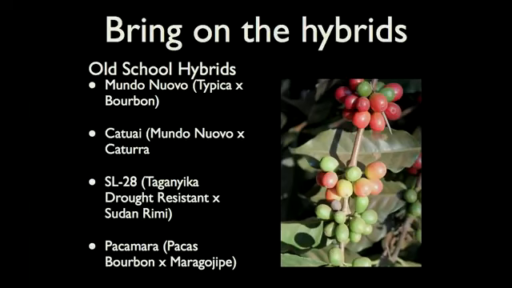Pacamara was another hybrid that was done in El Salvador between this Pacas variety of Bourbon that was grown on a farm owned by the Pacas family and Maragogipe, that giant típica that came out of Brazil. So these are the old hybrids. You could call these heirloom varieties of coffee, right? These are farmers that are hybridizing coffee in the context of a coffee farm.